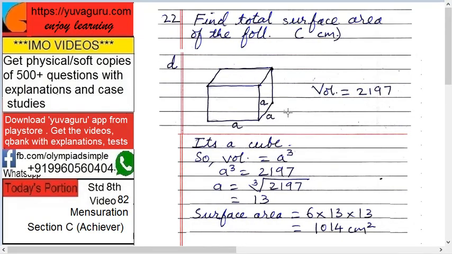Next, it's a cube and we have to find out the surface area. Surface area means all these areas outside. But the volume is given. Volume is 2197, that is given. What is the formula for the volume of a cube?